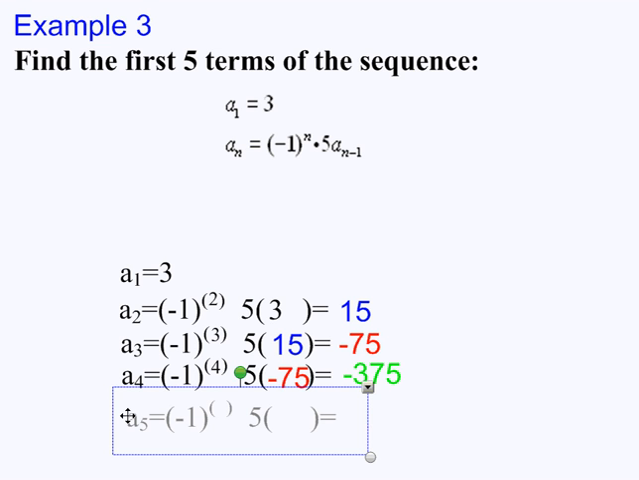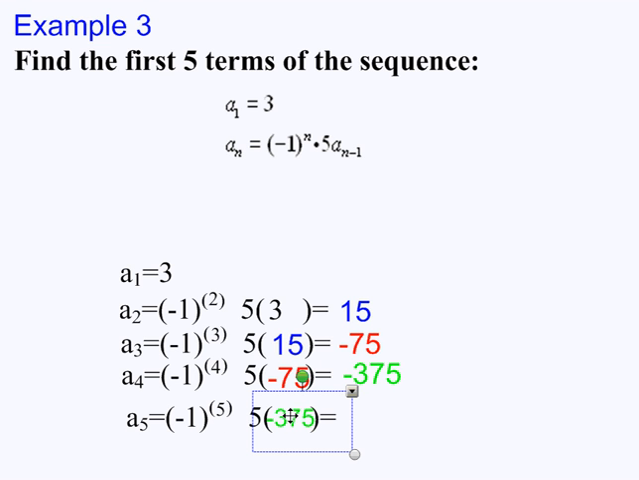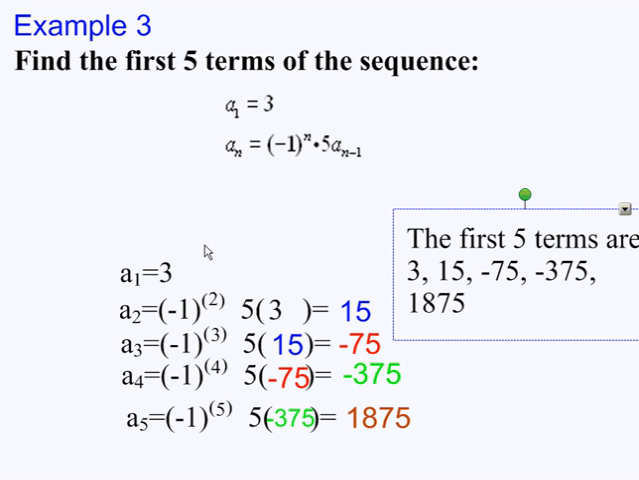So repeat the same process to find the fifth term. So negative 1 raised to the 5th here, because that's n. Multiply the previous term by 5, and then multiply this by the result of this, and we get 1,875. So the first 5 terms are 3, 15, negative 75, negative 375, and 1,875.